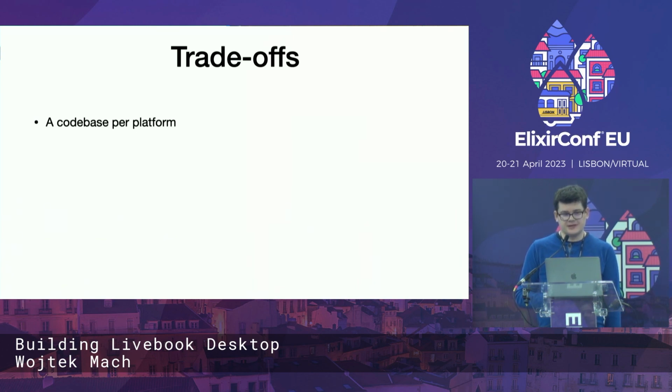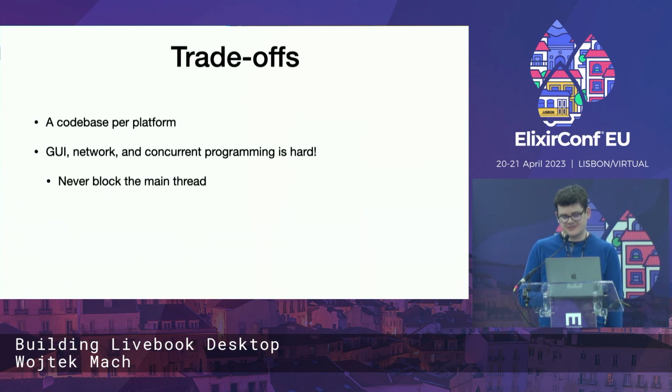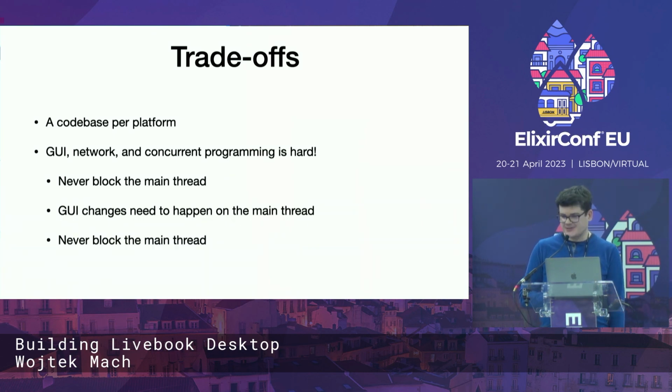The other trade-off is, great, we are going to write all of this native code. Yeah, that's hard. Network concurrent programming, for me, without prior background in these languages, was not easy. And pretty early on, I learned these rules: never block the main thread, and GUI updates need to happen on the main thread. We had this bug report a while ago, that someone installed Livebook, they started it, and nothing worked, no error, no anything. As I was adding a feature, I blocked the main thread. So never block the main thread.